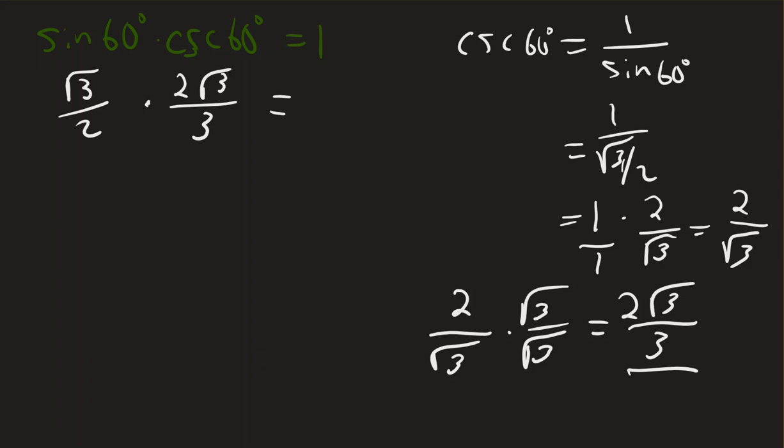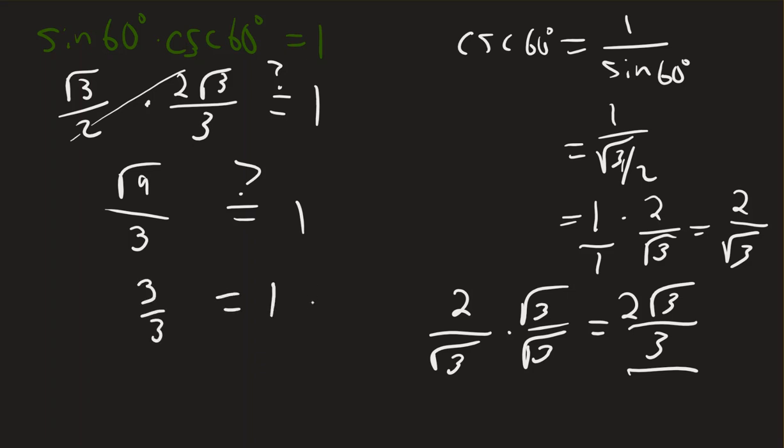Okay, so I'm still trying to determine whether that actually does equal 1 or not. Before I multiply these, I guess I could let the times 2 divided by 2 cancel. And I'm left with square root of 3 times square root of 3, which would be square root of 9 over 1 times 3. So I get 3 over 3, which is equal to 1.